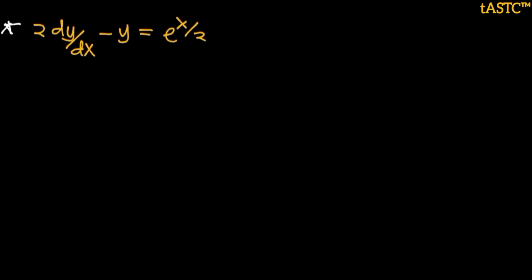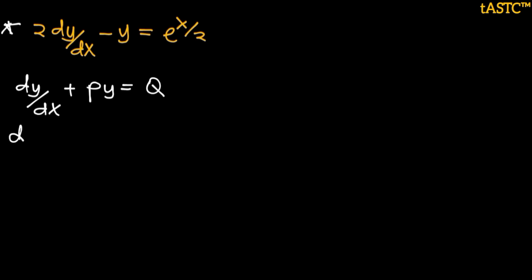Now here is the third question. 2 dy dx minus y is equal to this stuff. And so we need to find out what is the solution to this. Now first, as you know, we need to rearrange this equation until it looks like a first order linear equation, that is dy dx plus py being equal to q. And so in this case, we would need to divide through by 2.